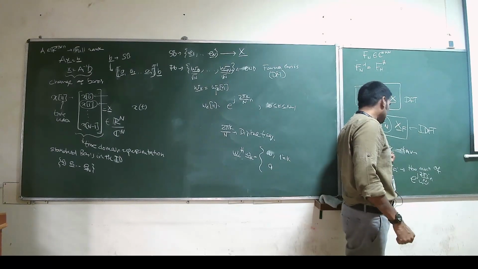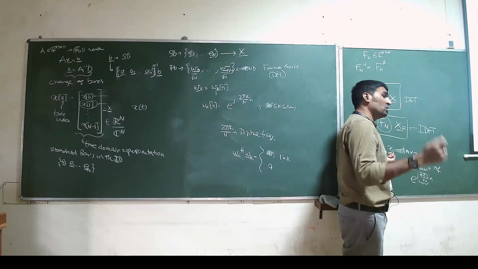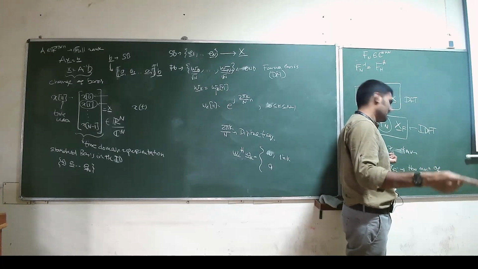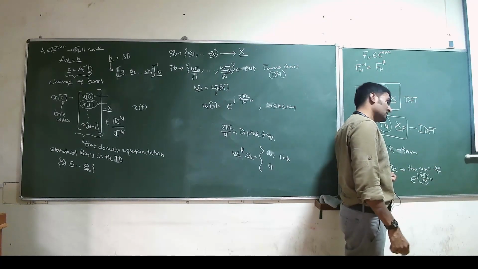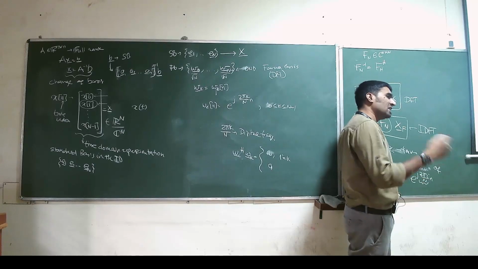Whereas in the time domain signal, x i corresponded to the value of the signal at time i. In the Fourier representation, this is how much of my ith frequency is there in my original signal.